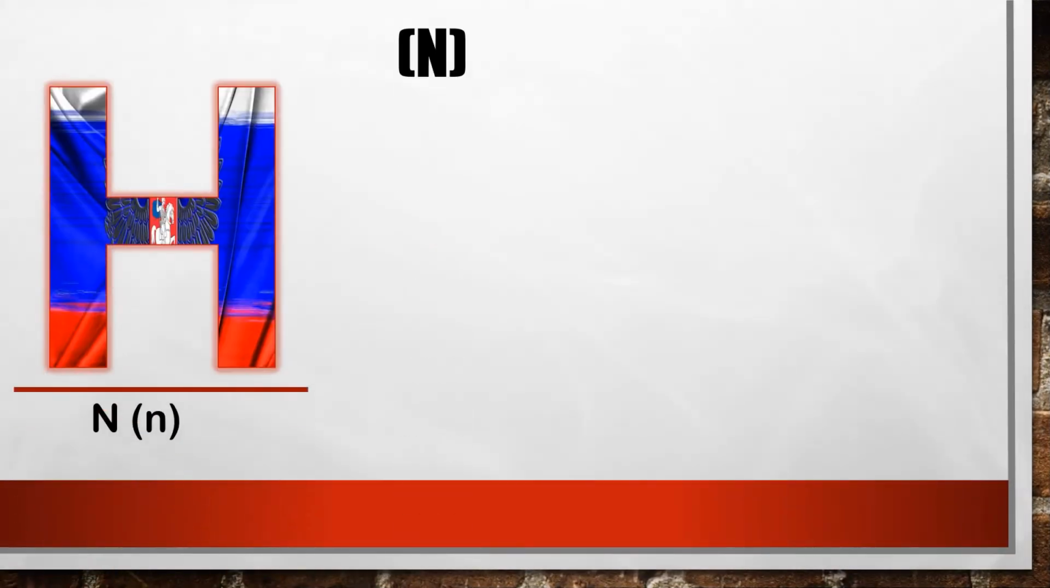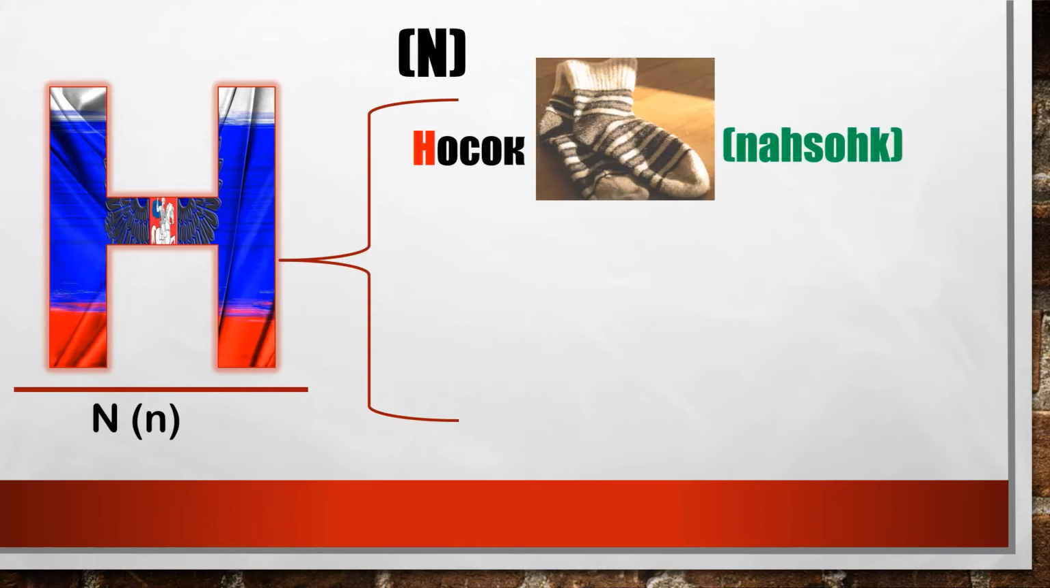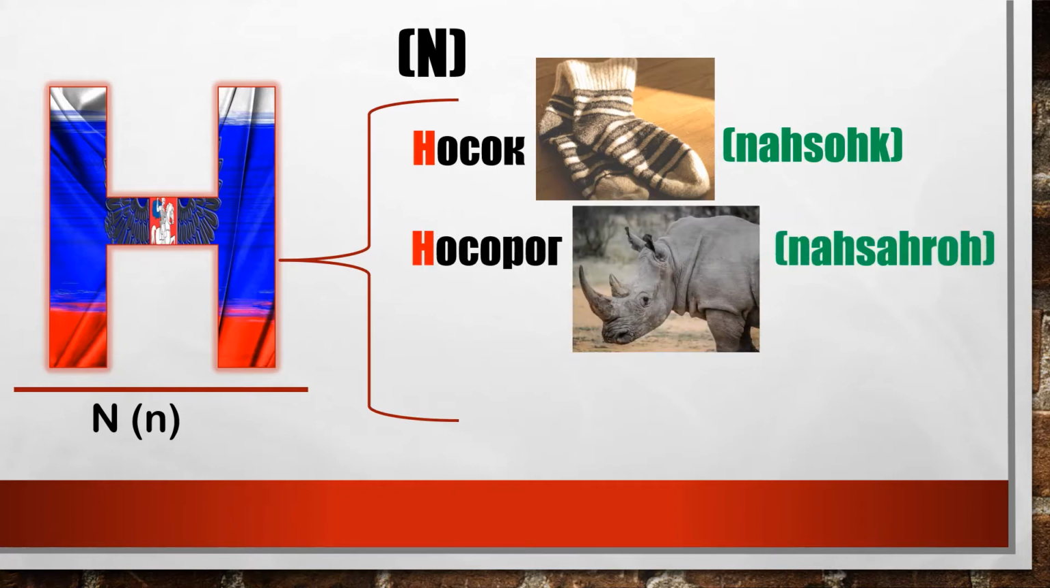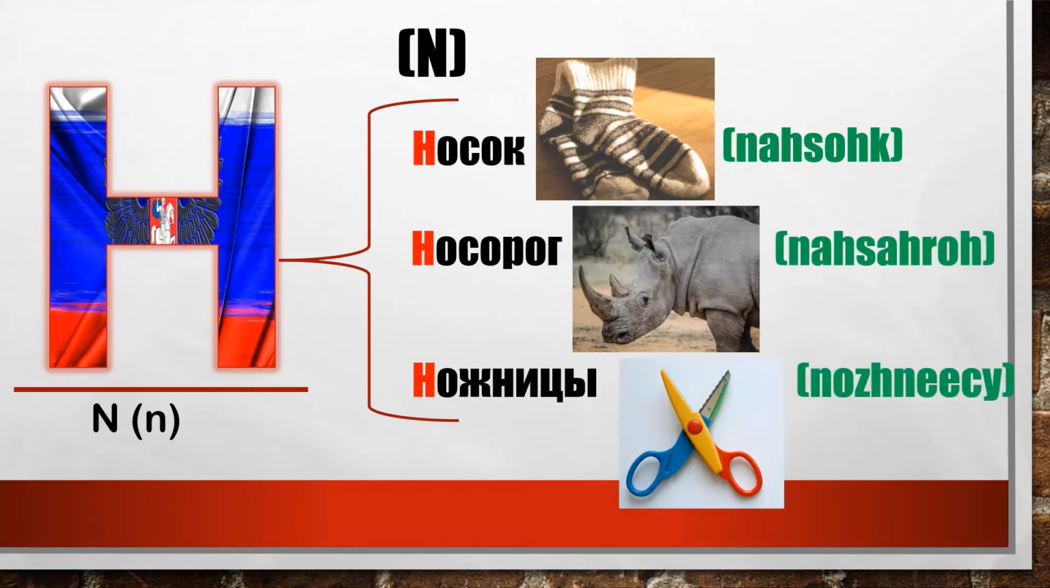Now this one is N, and you might find yourself confused when reading Russian letters with this letter. You want always to read it like an H, but it's actually N: носок, носорог, ножницы.